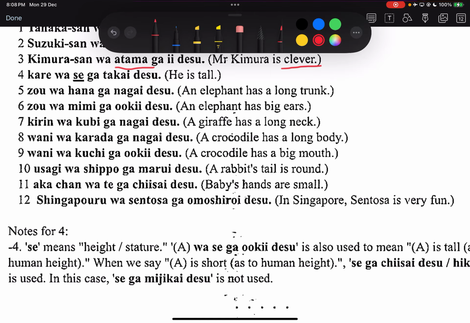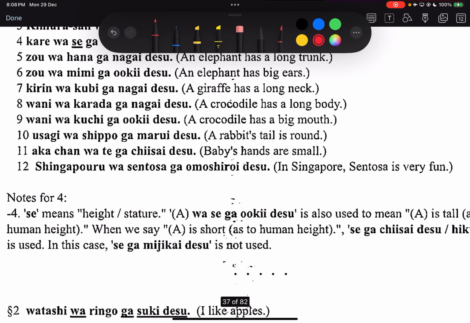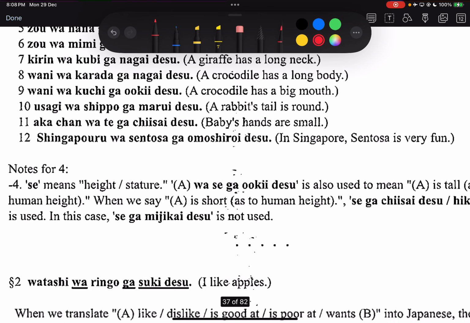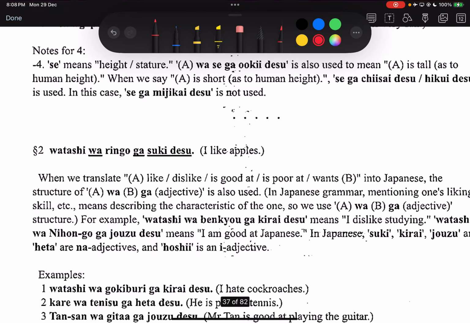Okay, next, wani wa karada ga nagai desu. So karada is body, right? So crocodile wa body ga nagai. Body is long. Okay, then we skip to 12. シンガポールは戦闘さが面白いです。Right? About Singapore, in Singapore, Sentosa is interesting. Okay? Yeah, basically the notes for number 4 is just talking about the height thingy.